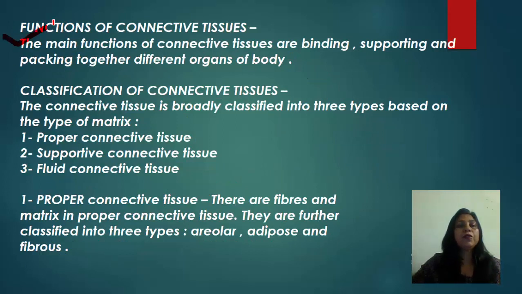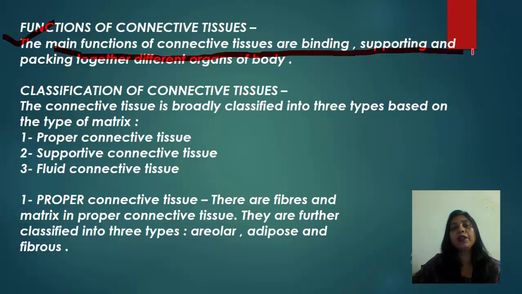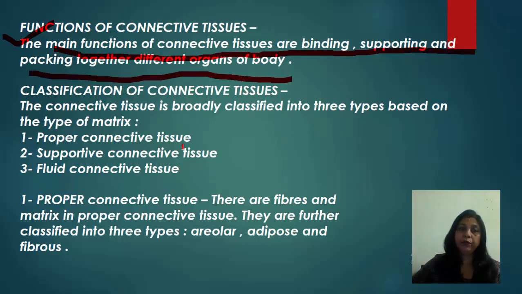Now, what are the functions of connective tissue? The main functions of connective tissue are binding, supporting and packing together the different organs of the body. Now, this connective tissue is also classified into three types based on the type of matrix present. These are proper connective tissue, supportive connective tissue and fluid connective tissue.